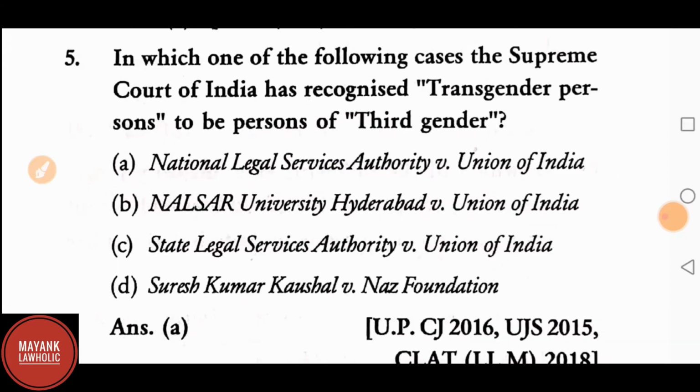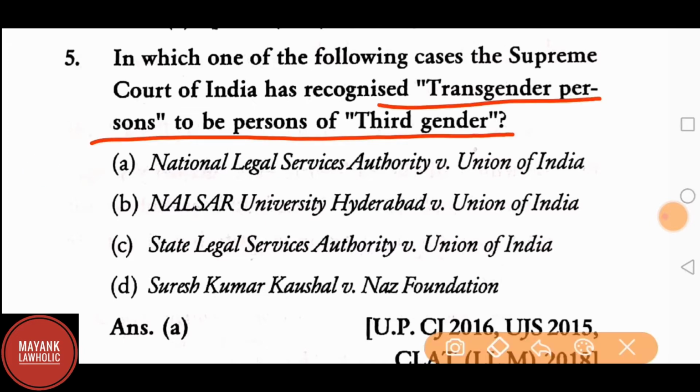Question number 5. In which of the following cases the Supreme Court of India has recognized transgender persons to be the third gender? A. National Legal Services Authority versus Union of India, B. Nalsa University Hyderabad versus Union of India, C. State of Legal Services Authorities versus Union of India, and D. Suresh Kumar Kaushal versus NAS Foundation. The answer is A. Legal Services Authority versus Union of India.